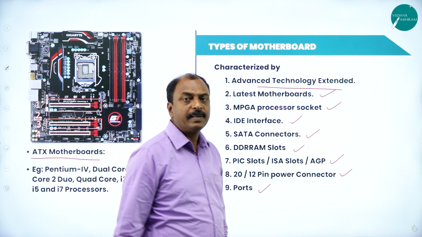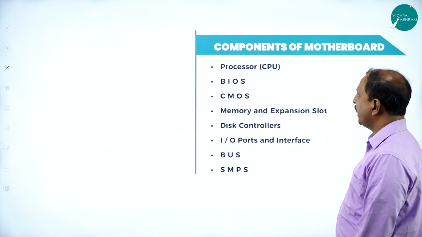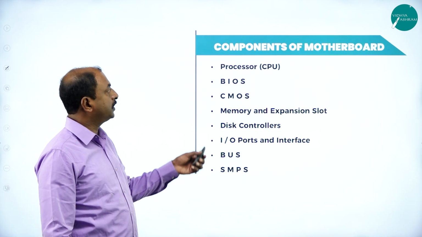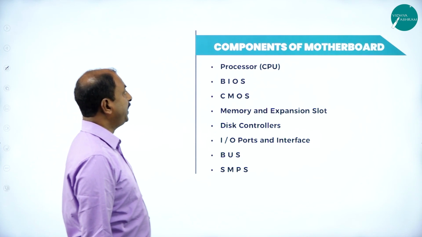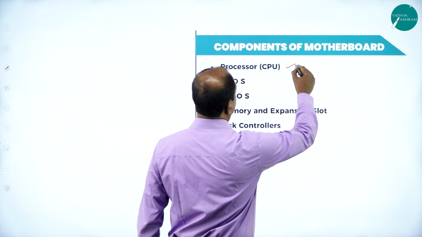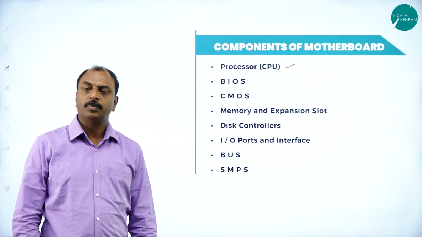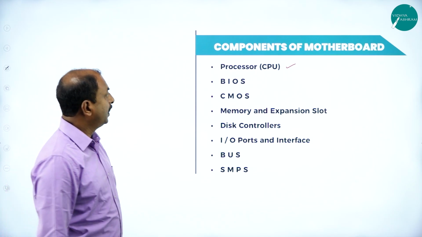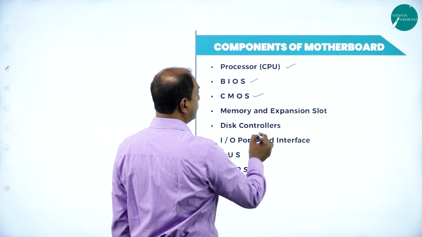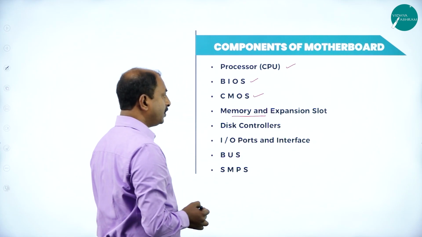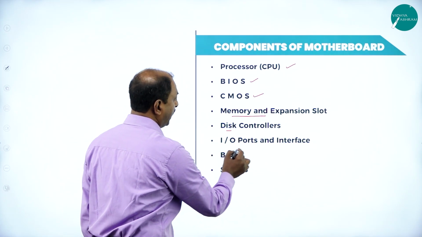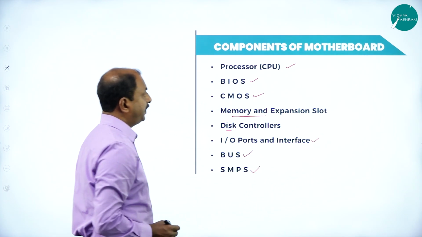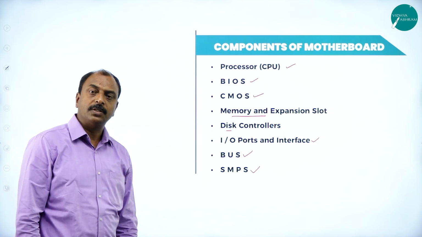So these are all the different types of motherboard. Now in the next slide, we have different types of motherboard and the major components on the motherboard. The first component is called the processor. This is called the CPU, and we use the word CPU to refer to the microprocessor. Then there are BIOS, CMOS, memory and expansion slots, disk controllers, I/O ports and interface, bus system, and SMPS. These are the different parts and components on the motherboard.